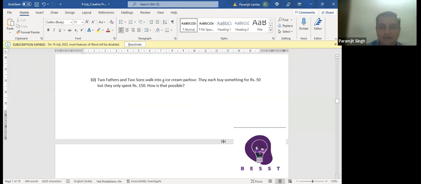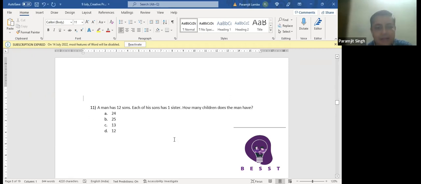Moving to the next question. 2 fathers and 2 sons walk into an ice cream parlor. They each buy something for 50 rupees, but they only spend 150 rupees. How is that possible? There are only 3 people who have walked in who have spent 50 rupees each. Therefore, the total is 150. Now, who are these 3 people? One is a grandfather, one is a father, and the third is a son. So 2 fathers: the grandfather is one father and the father of the son is the second father. And 2 sons: the father is also the son of the grandfather and his son is also a son. So the answer is 1 grandfather, father and son. Three people bought things for 50 rupees each and therefore spent only 150 rupees.